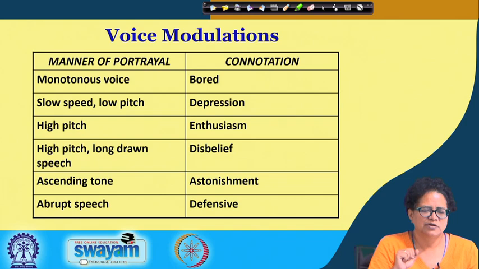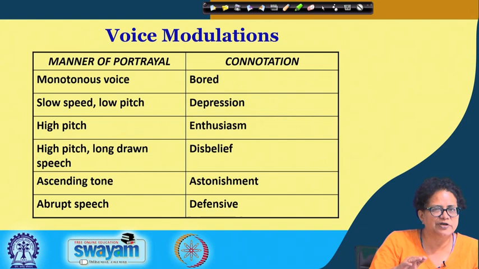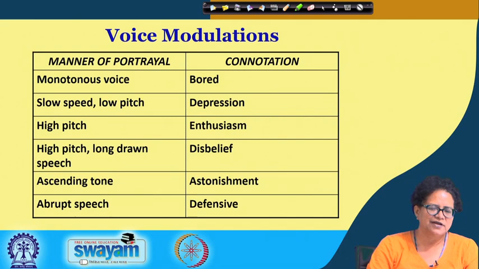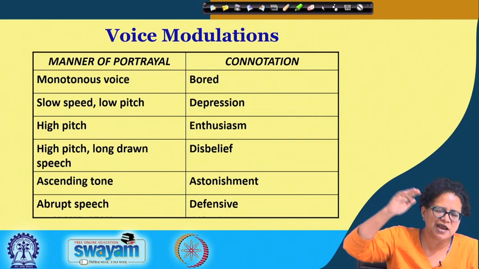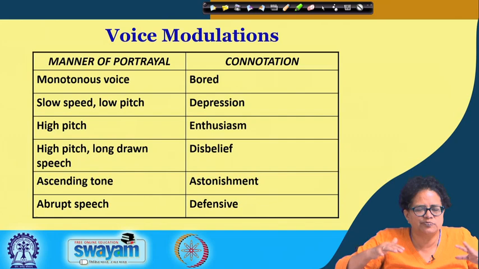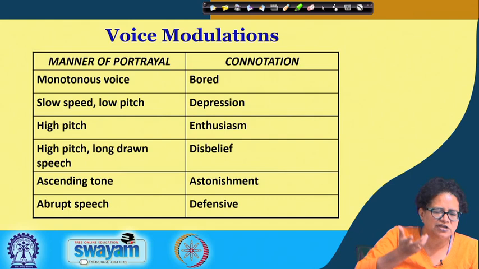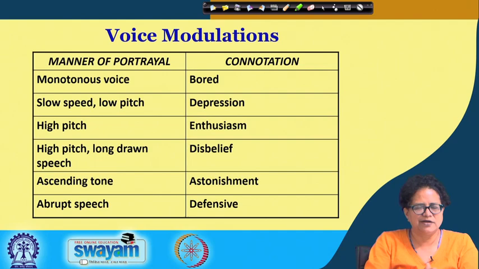Slow speed and low pitch indicates depression. High pitch shows enthusiasm, yay, something like that. High pitch and long drawn speech shows disbelief, because you do not trust, you do not believe. Therefore, the pitch is high and you speak for a long time. Ascending tone shows astonishment or surprise as you increase the tone of your voice. But if a speech ends abruptly, it shows that now you are on the defensive.